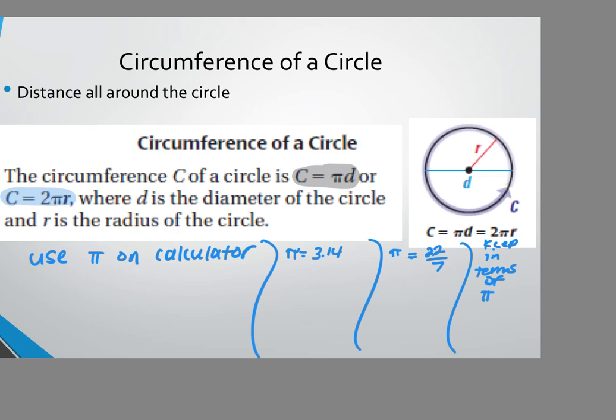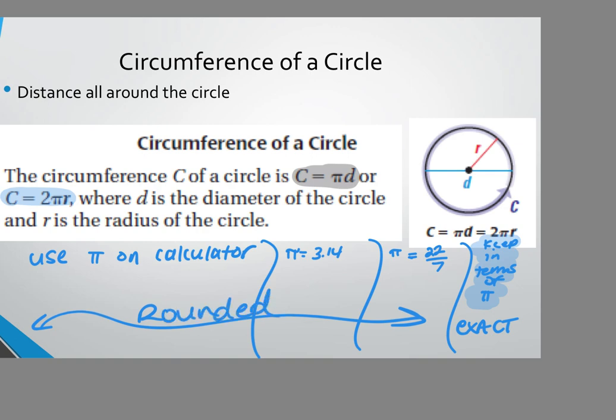So with a calculator, you could do any of the ones on the left. Without a calculator, you would just keep it in terms of pi. This one would be exact. This is the only one that is exact, and all of these would be rounded. So if it said keep your answer exact, then you're keeping it in terms of pi. When we get into examples, we'll talk about the difference.